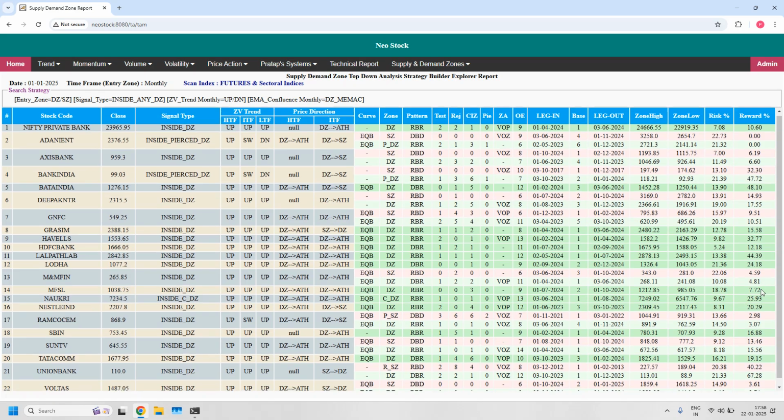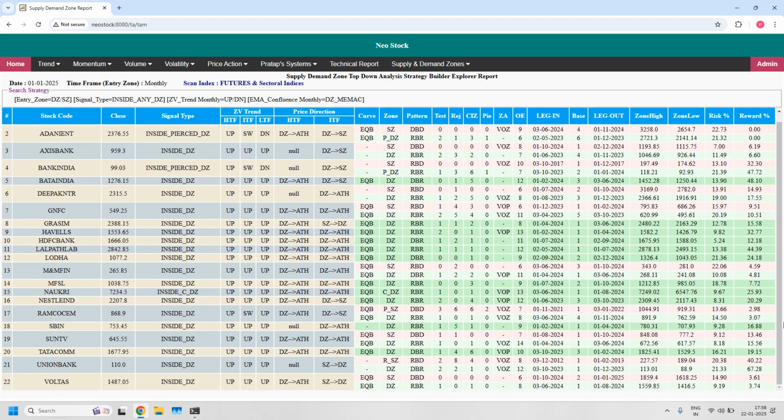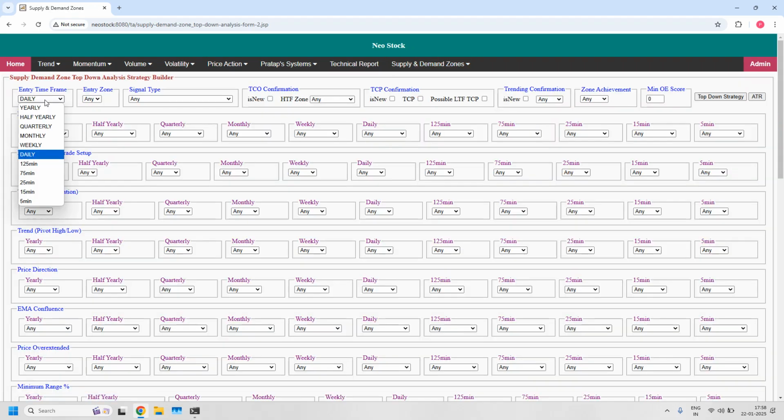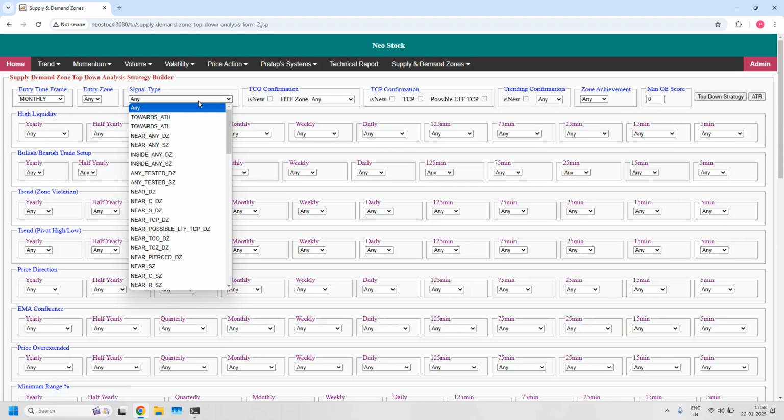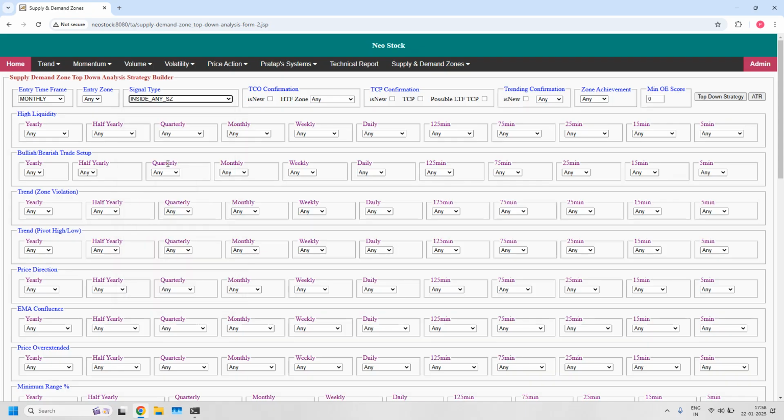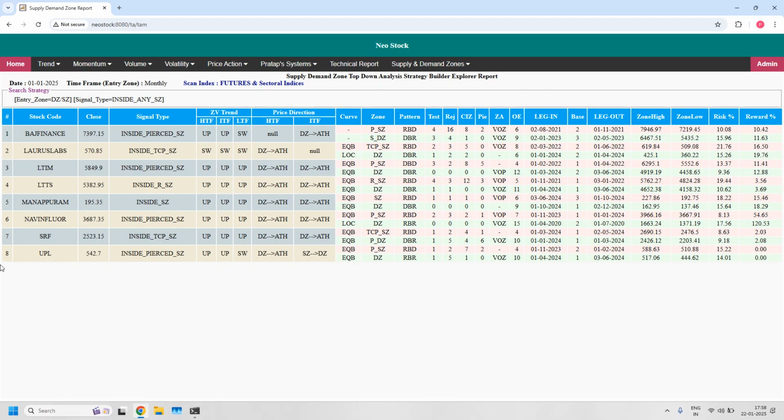Scrolling the list down. All these 22 monthly demand zones are having monthly EMA Confluence and price closed inside the monthly demand zone. Okay, next up, monthly time frame. Price closed inside the monthly supply zone. We got 8 stocks.